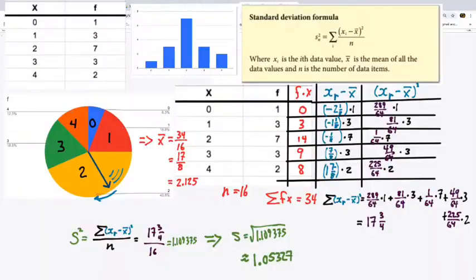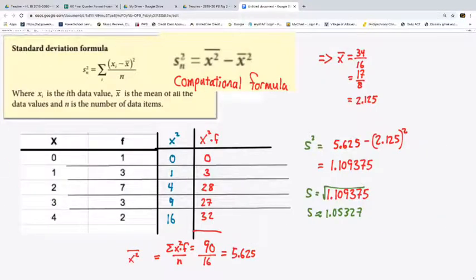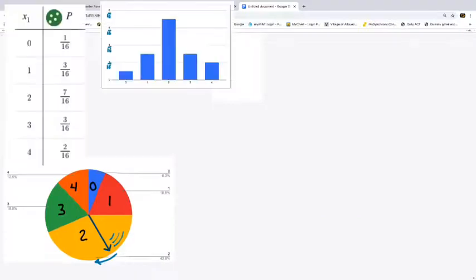So I hope you can recognize all of this work was required to find the variance compared to all of this work. It's far less time consuming, far less tedious. Now, what does this have to do with probability?